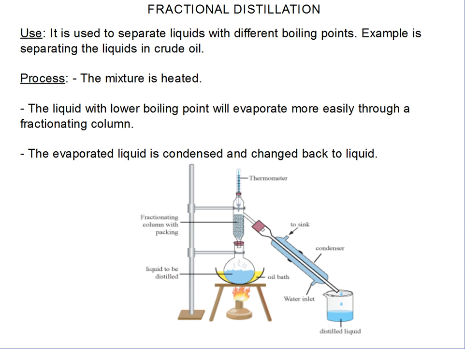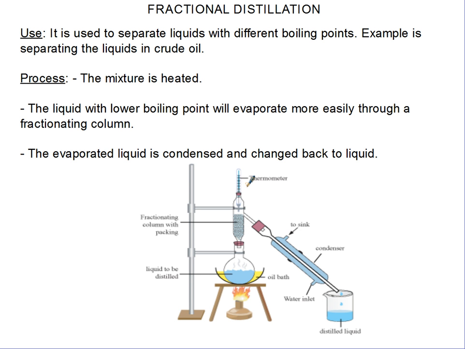The mixture is heated just as we do in normal or simple distillation. Now evaporation takes place. The liquid with the lower boiling point will evaporate more easily. It will evaporate first, and we collect it in the column. Once that boiling point is passed, we know that that liquid no longer exists in our mixture. Then we wait for the next one as the boiling point rises.